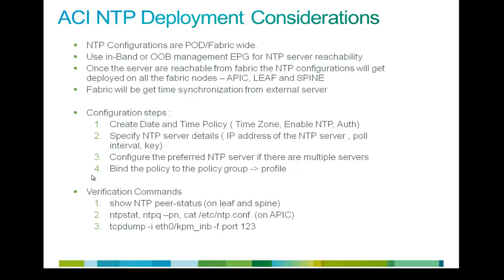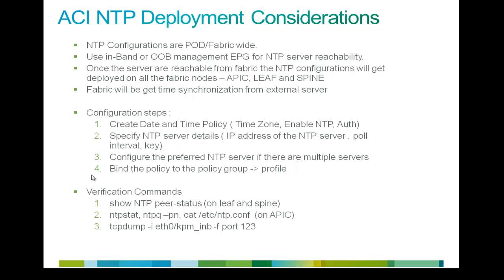Once you do the configurations, you also need to verify. You can use a couple of commands to verify whether the configuration works or not. As you see in the slide, you can use show ntp peer status. This command needs to be run on the leaf and spine switches. You can also use ntpstat, ntpq -pn, and you can check the configuration file of NTP from the APIC. As part of your verification, you can also check whether your node is actually sending the NTP request or not using tcpdump. So we will see all these options in the lab.